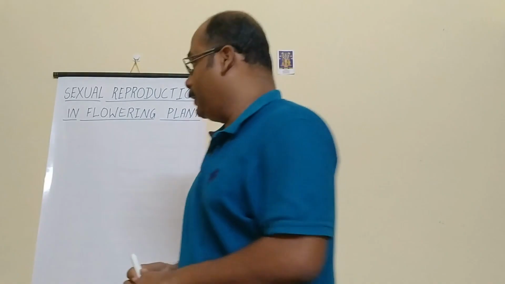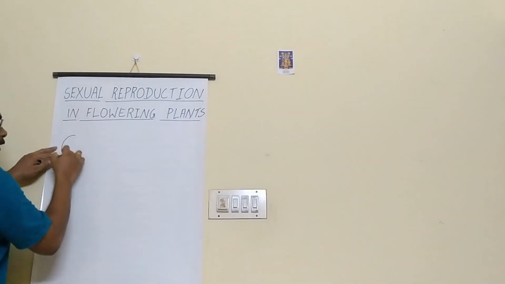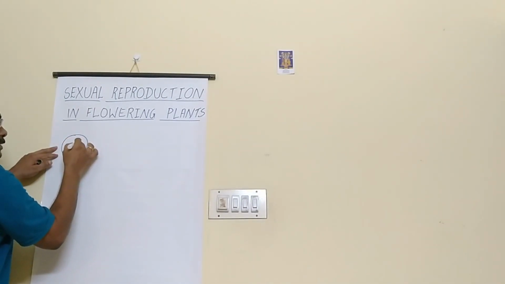Okay. So what happens after pollination? For that I will draw a single carpel in which one ovary, style and stigma are there, and I will draw ovules also. See, inside the ovary there were some structures like this. These are the ovules.